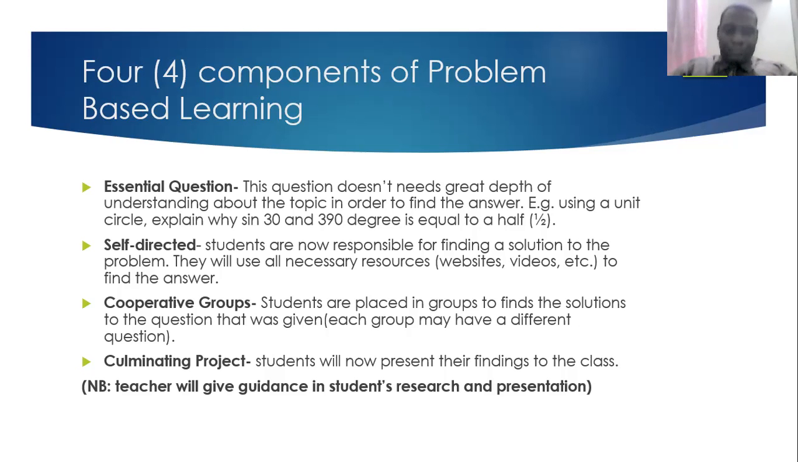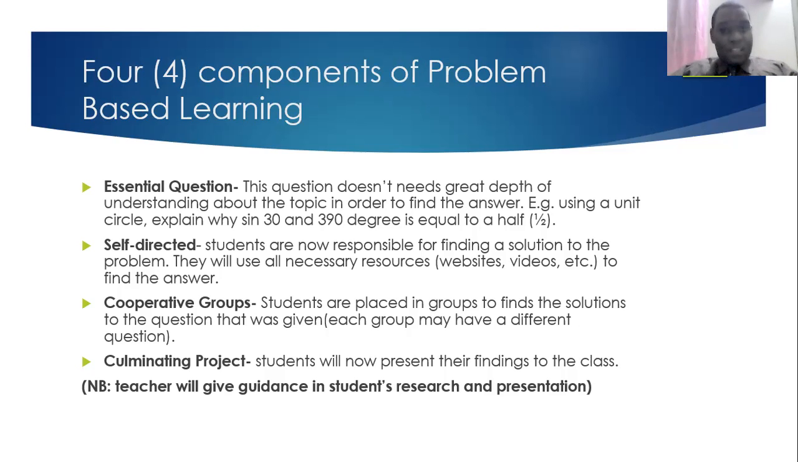For example, using a unit circle, explain why sine 30 and sine 90 degrees are equal to a half. Now the student has to have some knowledge about the unit circle, and has to find out where this half comes from. As a matter of fact, the student has to know about the sine function as well. So after posing this question, the student will be like, wow, this is a tough one, teacher.